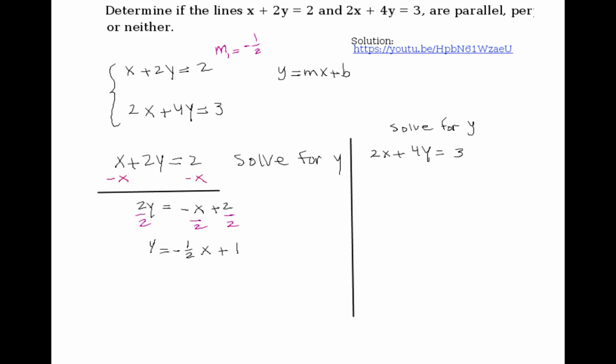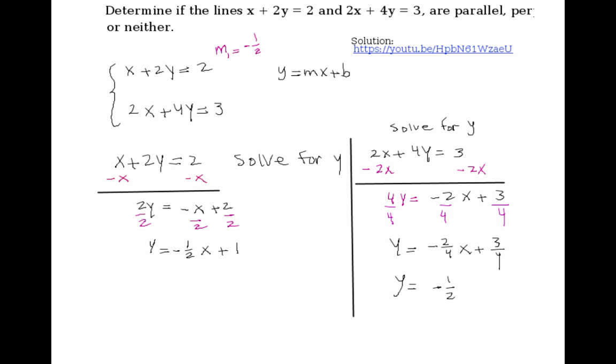Right. So you want to subtract 2x from both sides of the equation and get 4y is equal to minus 2x plus 3. What's the next step? Divide each term by 4 so I can isolate y. So I'm getting closer to that format. So y is equal to minus 2 over 4x. The y-intercept is 3 over 4. Can I reduce this? Negative 1/2.